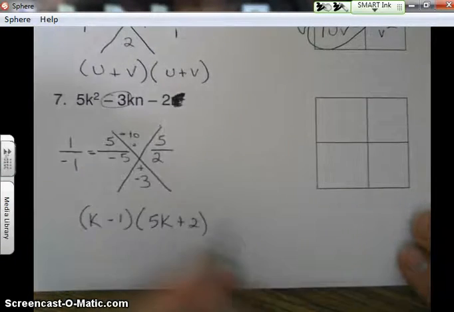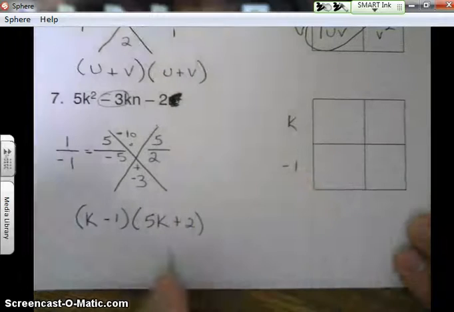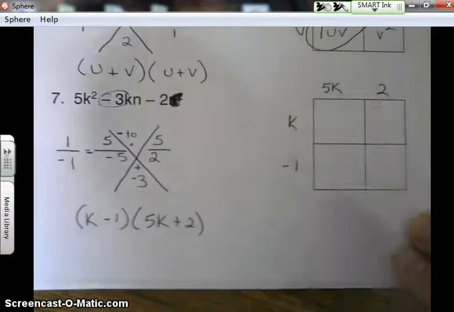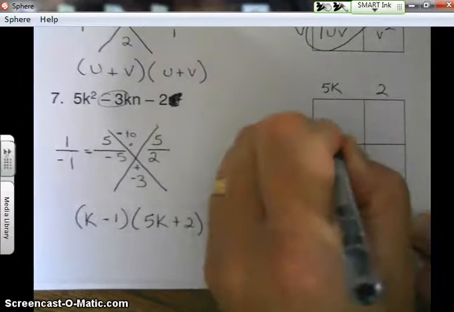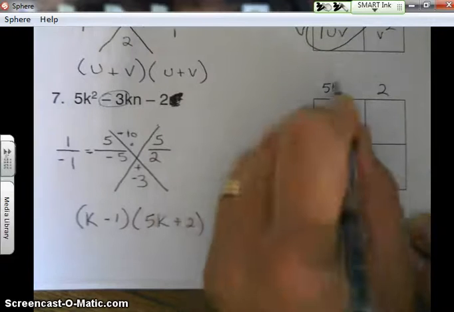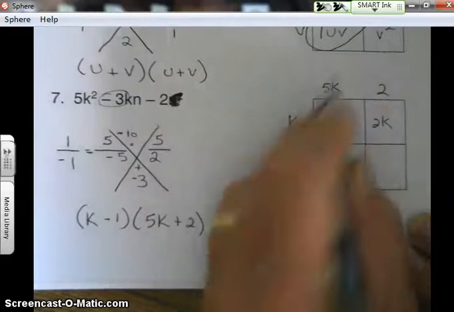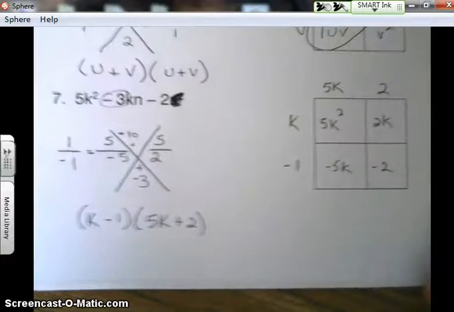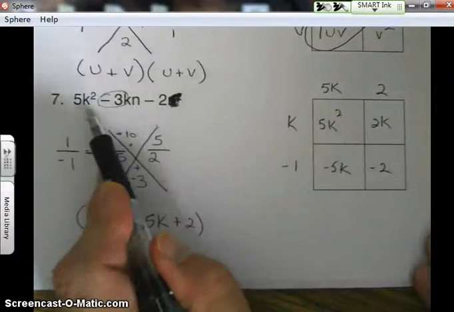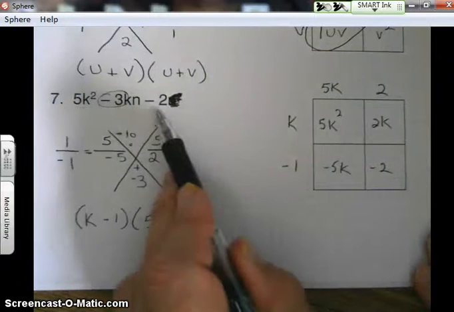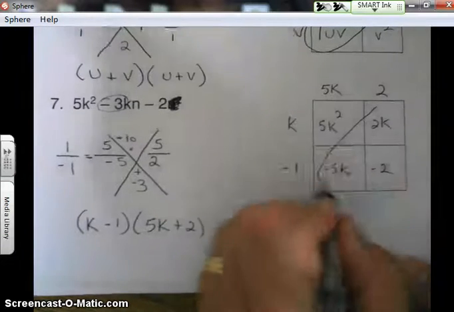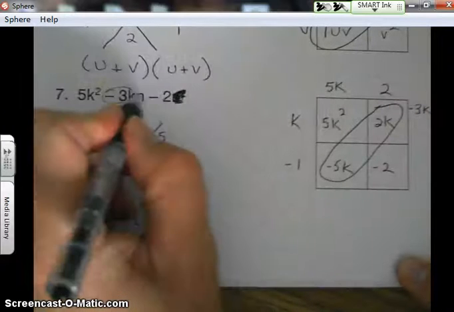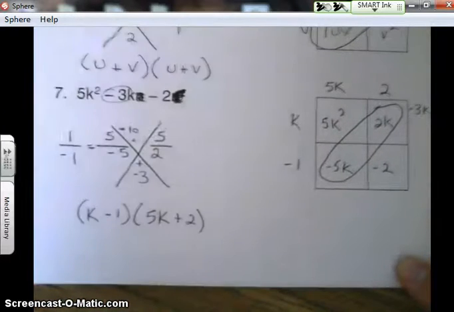All right, checking our answer. k minus 1 times 5k plus 2. And you can put those in either spot, doesn't matter. So multiplying, we get 5k squared when we multiply that. 2k, negative 5k, and negative 2. So our first term matches, our last term matches. And then combining our like terms in the middle, we get negative 3k, which matches. And yes, we got rid of that other letter, so that wouldn't be there either.